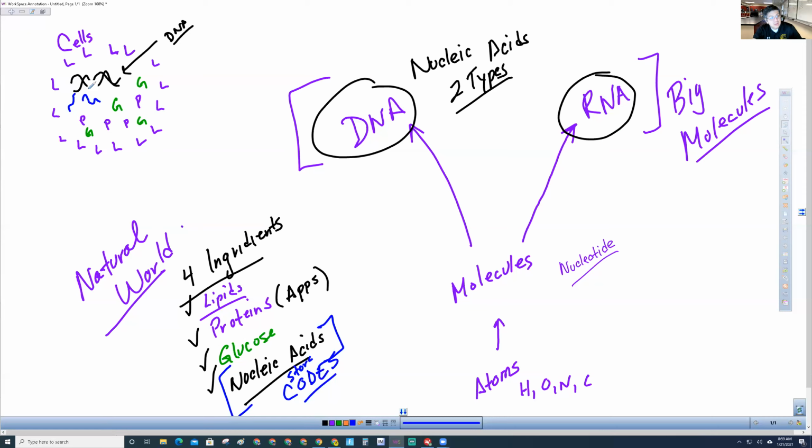Why do cells need codes? Super important. Remember, there's only 4 things inside a cell, so it has to do with one of those 4 things. Why do cells store codes? What are the codes used for?